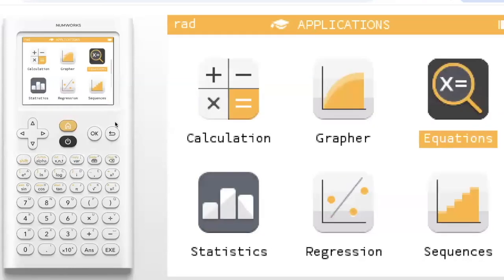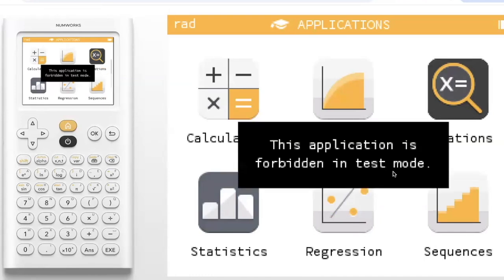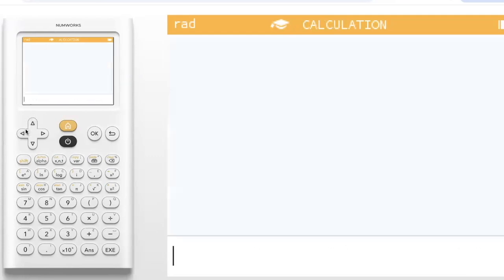So now if I take a look at going to equations, say I'm giving my multi-step equations quiz and I don't want them to use that app. If they try to go into it, it's going to tell them that that application is forbidden in the test mode that it's in. If I jump back to calculation and try again, let's just do the square root of 50. It's no longer going to simplify that into simplest radical form.